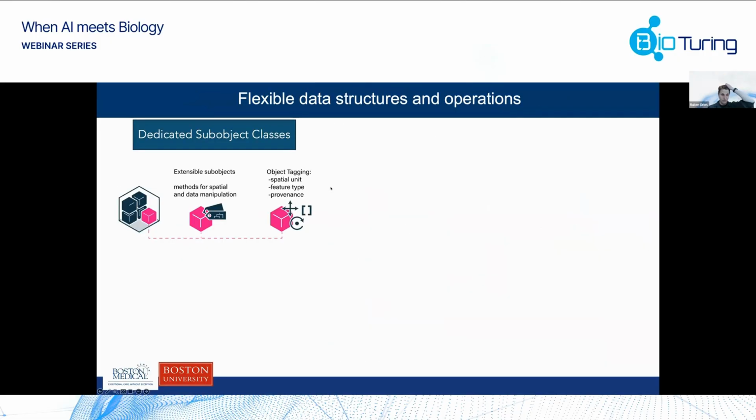So let me talk a little bit more about these sub-object classes. In order to make it as simple as possible to work with all of these data sets, we had to make dedicated sub-object classes that could really represent any of the data. For example, you have the Giotto points and Giotto polygons. Anything that is represented has its own dedicated object. And that allows you to tag, for example, the spatial unit and the feature type that is associated with that specific object, and also create some provenance, so you have a history of what is happening.